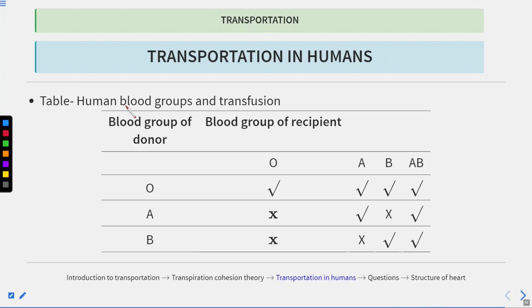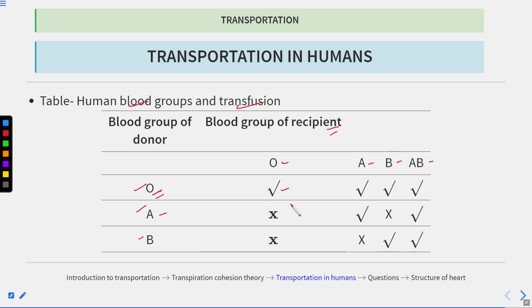Now, let's discuss this table. This table shows you the human blood groups and the transfusion. Here the blood group of the donor is given, and here the blood group of the recipient is given. People with the O blood group are the universal donors. They can donate blood to O, A, B and AB. We've already discussed why they are universal donors.